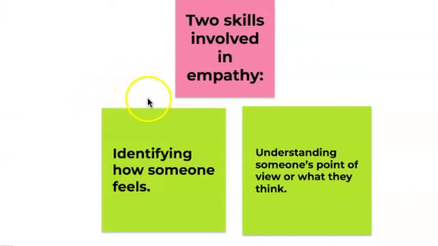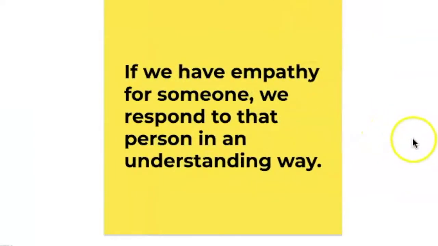Two skills involved in empathy: identifying how someone feels and understanding someone's point of view or what they think. It is very important that you first recognize how somebody is feeling. Then think to yourself and understand their point of view and what they are thinking. Put yourself in their shoes and think about how that person is feeling. If we have empathy for someone, we respond to that person in an understanding way.